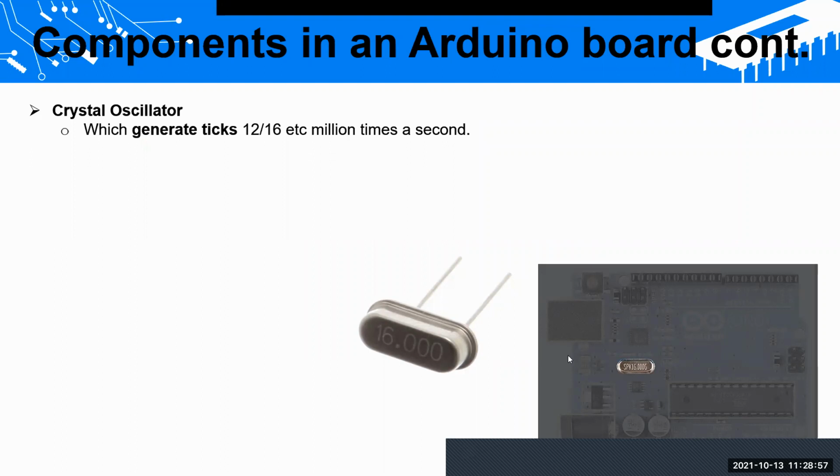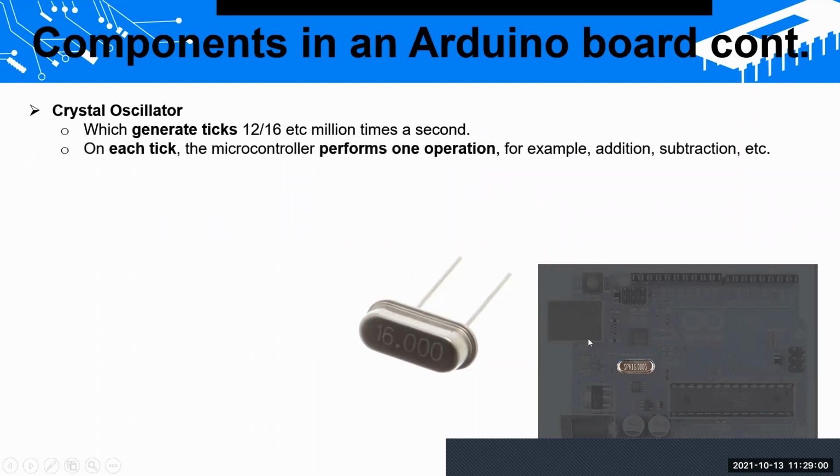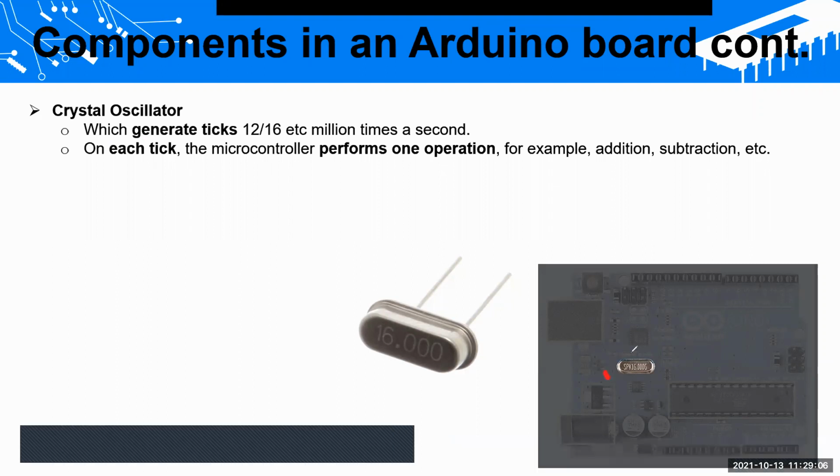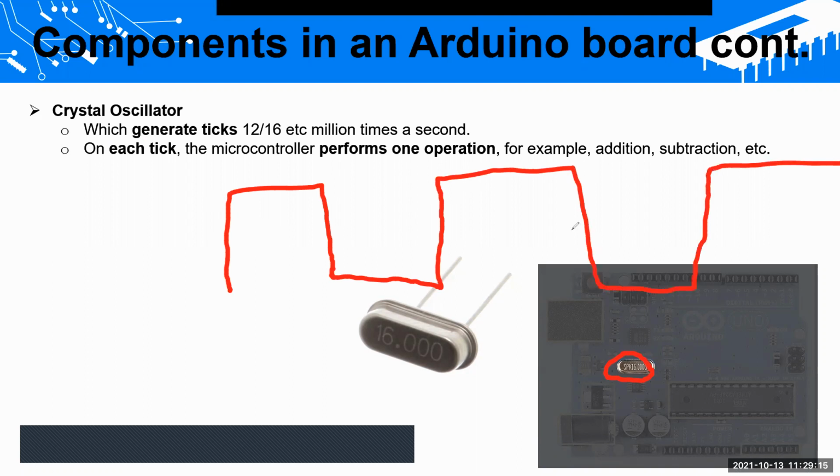I'll show you how it works. This oscillator is generating ticks. If you look at the wave of these ticks, it will look like this. In Arduino we normally call 0 low, a low voltage, and 1 is a high voltage. Okay, keep that in mind.